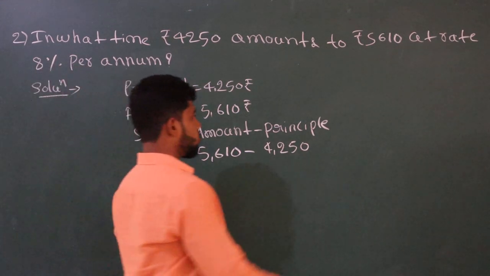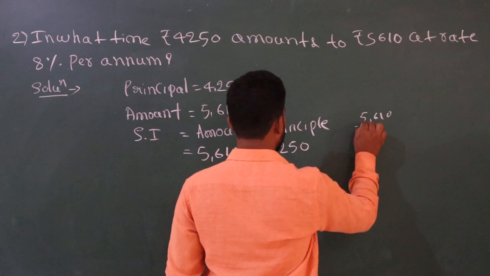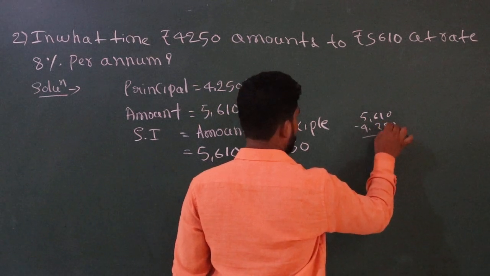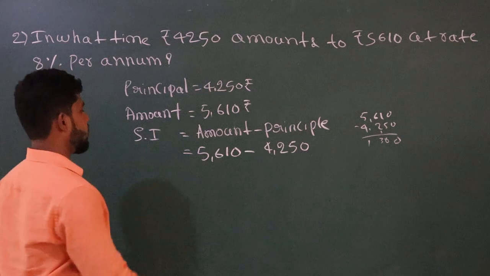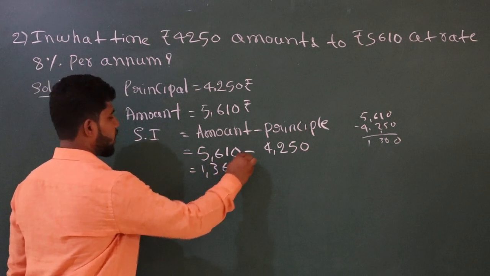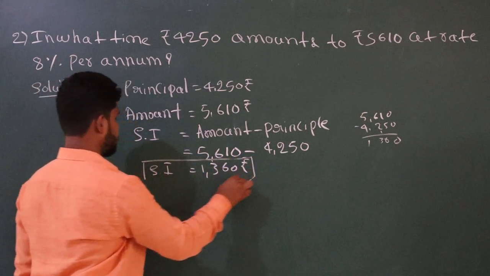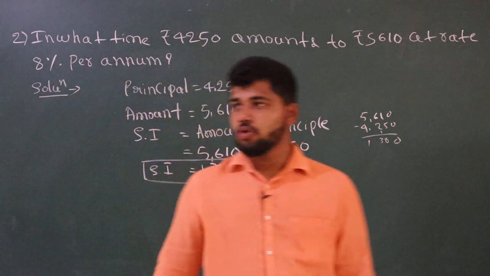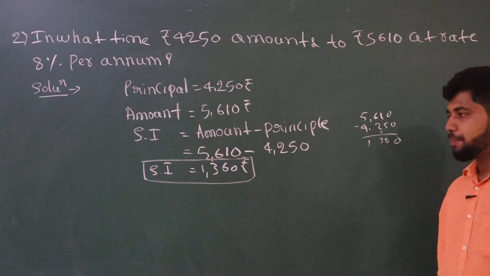Now if you subtract 5,610 minus 4,250, you get 1,360. The answer is 1,360 rupees. It is the simple interest. What is the simple interest we got here? Simple interest is equal to 1,360 rupees.